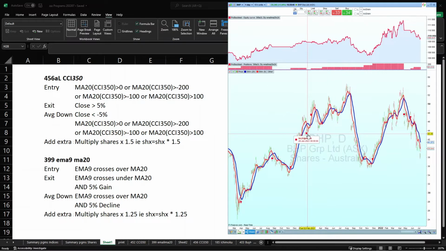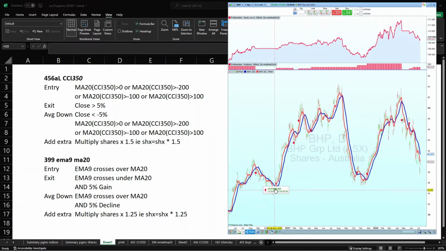You can see here the exponential moving average 9 breaks above the moving average 20. The red line breaks above the blue line. We enter the trade. We exit when at least a 5% gain is reached, and the exponential moving average 9 breaks below the moving average 20.